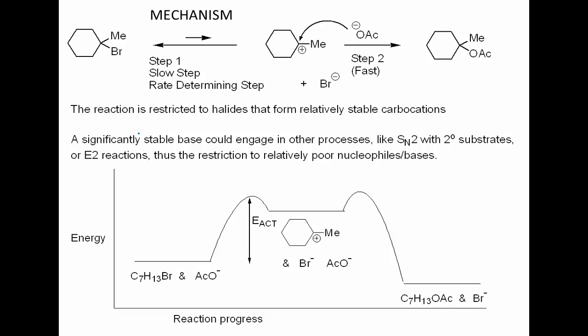If our nucleophile has any degree of basicity, it's going to engage in other processes. With secondary substrates it could engage in the SN2 reaction, or it could do the E2 reaction, which is going to be the last subject of this chapter. And this is why we have this restriction to relatively poor nucleophiles as the nucleophile in an SN1 reaction.